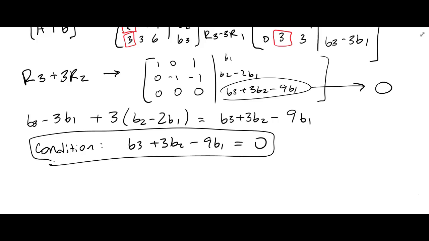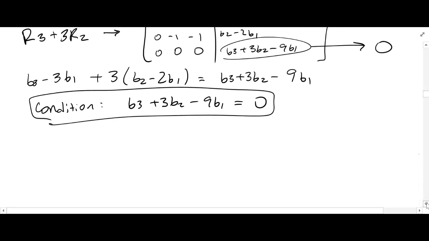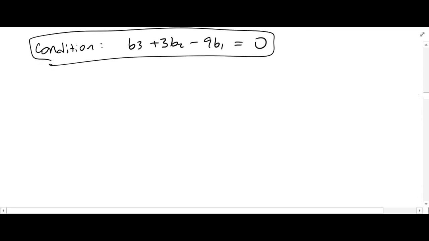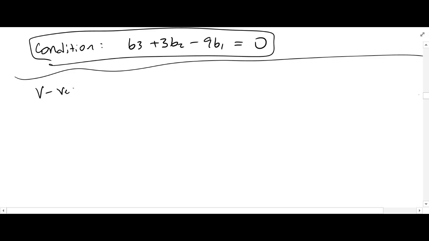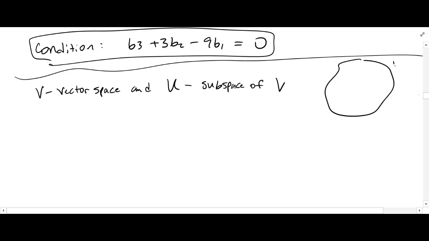Okay, let's talk about basis for a subspace. So say V is a vector space, and U is a subspace of V. So we got this big vector space V and smaller guy U.